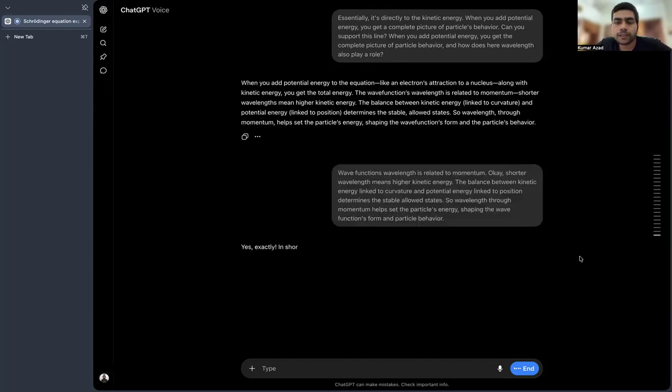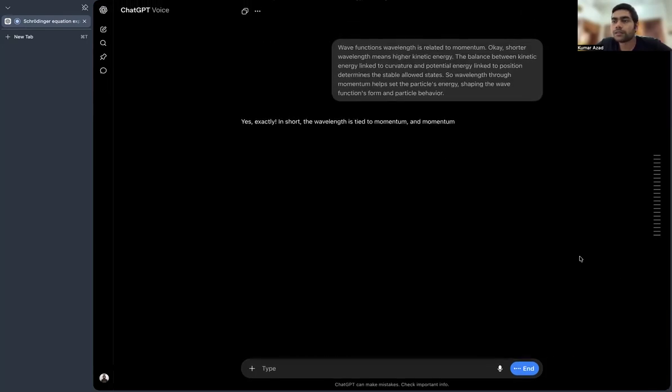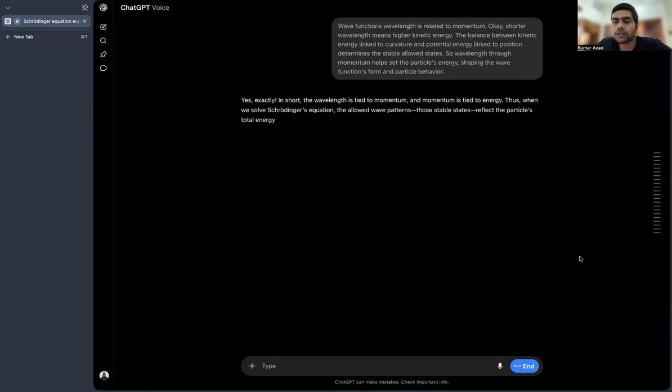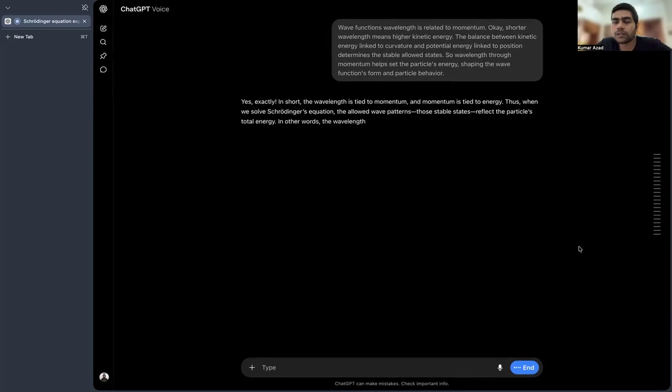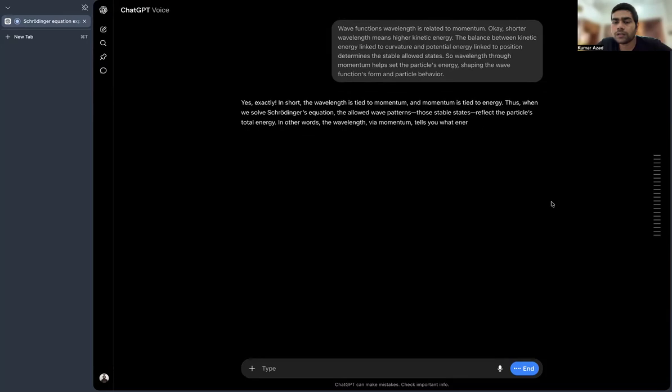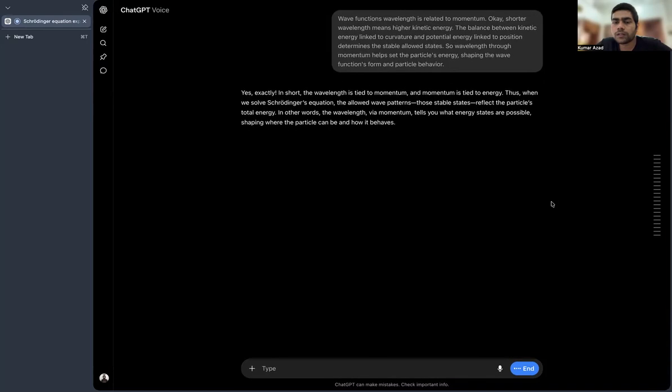Yes, exactly. In short, the wavelength is tied to momentum, and momentum is tied to energy. Thus, when we solve Schrödinger's equation, the allowed wave patterns, those stable states, reflect the particle's total energy. In other words, the wavelength via momentum tells you what energy states are possible, shaping where the particle can be and how it behaves.